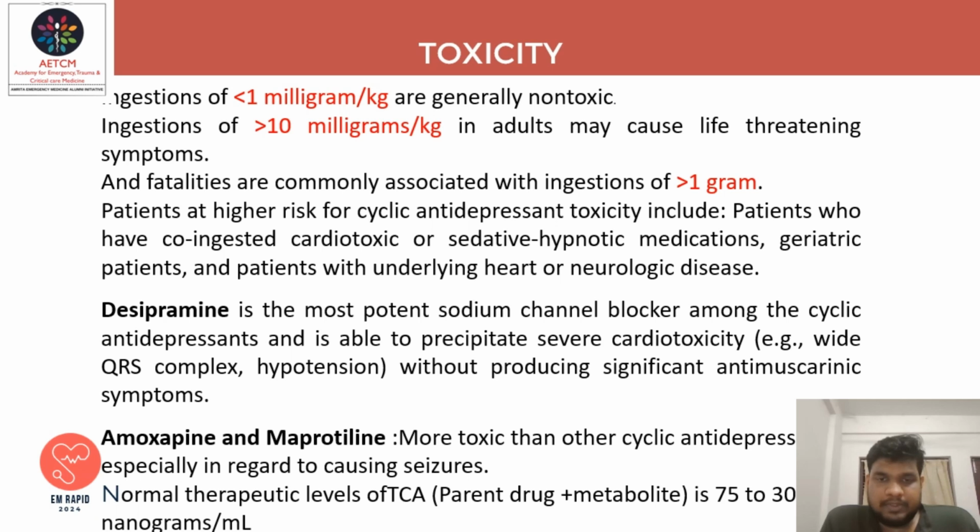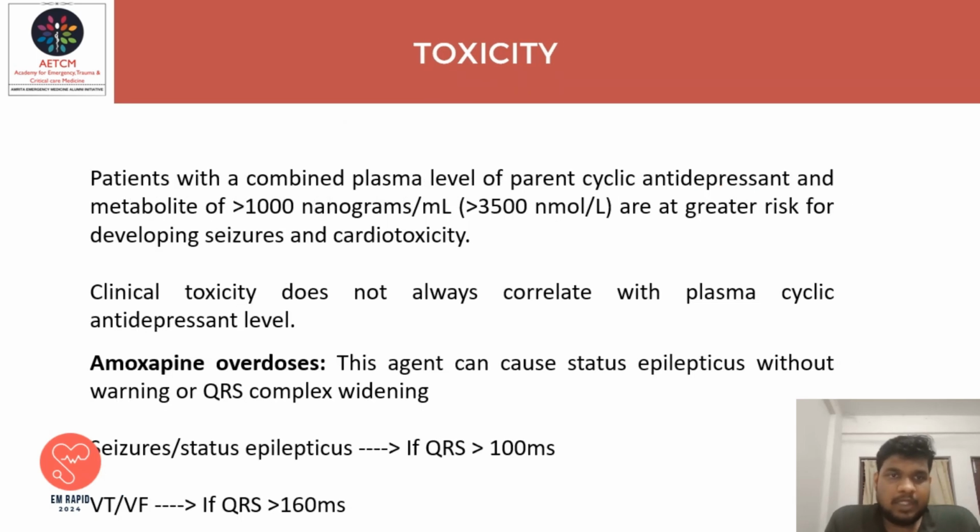Normal therapeutic level of TCA, including parent drug plus metabolite, is 75 to 80 nanograms per ml. Patients with a combined plasma level of parent cyclic antidepressant and metabolites of more than 1000 nanograms per ml are at great risk for developing seizures and cardiotoxicity. Clinical toxicity does not always correlate with the plasma cyclic antidepressant level. In amoxapine overdose, this agent can cause status epilepticus without warning or QRS complex widening.